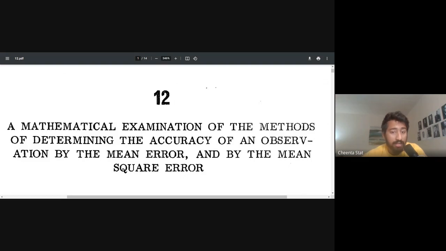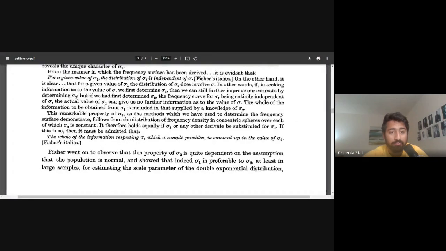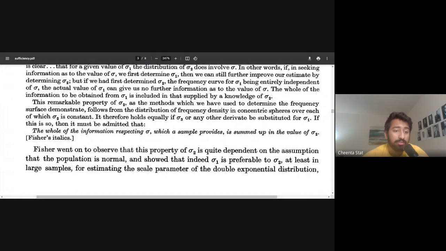And he said in his work, if you can see on the screen, that the whole information with respect to sigma, the population variance, this scale parameter, is summed up in the value of sigma 2 that he has obtained as an estimator. So this was the starting point of sufficiency, historically.